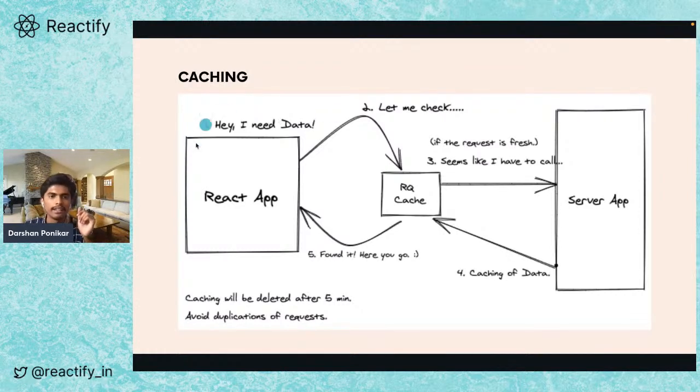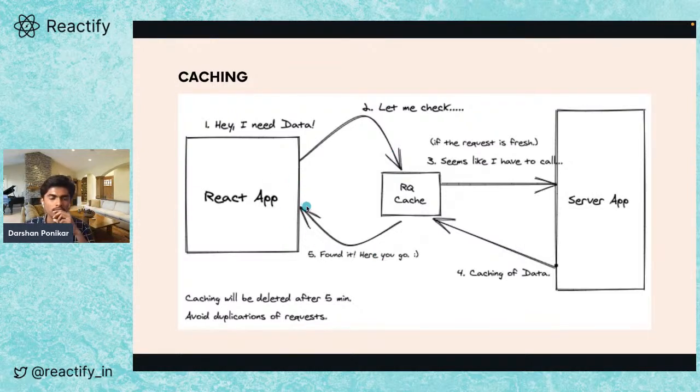As you can see, a React app is asking for data. "Hey, I need the data." And React Query checks: let me see, do I have the data cached, or do I need to fetch it with an API call? Since this was the first time, it seems I have to call the server. As you can see, it's calling the server, and when the server returns the data, React Query caches this data and also returns it to the React app.